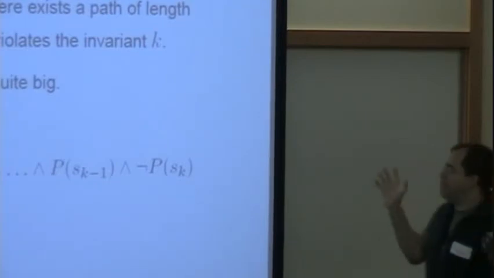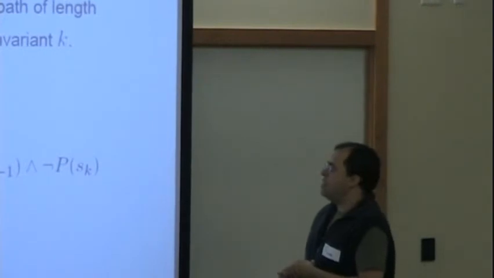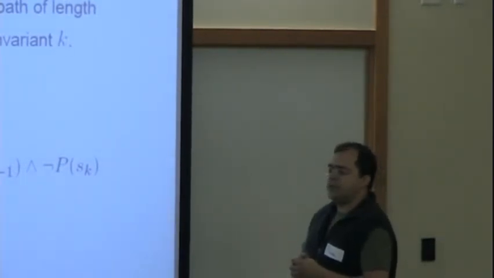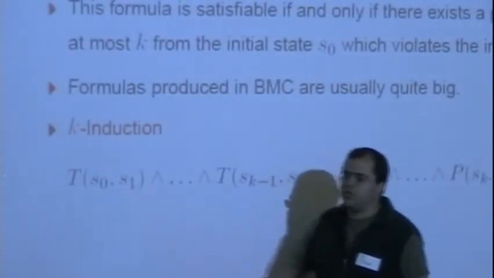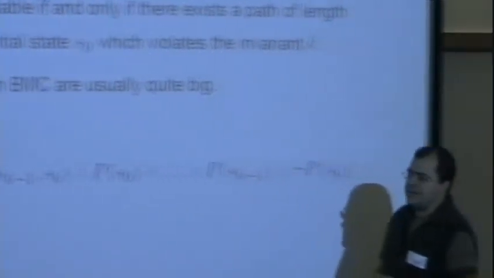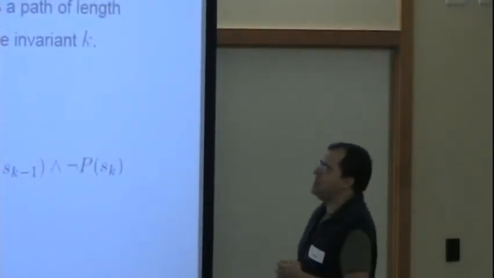You may say, oh, this solves everything. No, it doesn't, right? The problem is sometimes if P is not strong enough, what's going to happen? This formula is going to be satisfiable with an S0 that's not reachable. It's not a reachable state, right? You're not saying anything about S0, it can be an arbitrary state in your system, right?